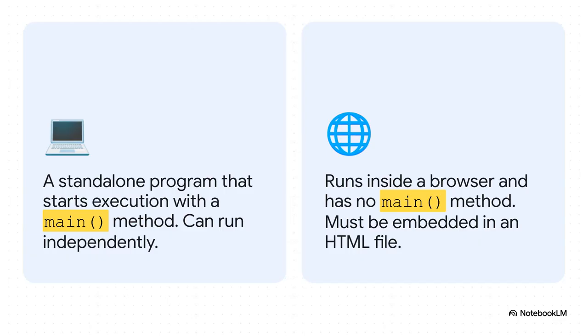And this slide right here perfectly breaks down the key differences. A normal Java application has a main method. It's the boss, and it has full access to your computer. An applet, though, no main method. The browser is in charge. And for security reasons, it's forced to play in a sandbox. Think of it like a kid's playpen. It can't get out and touch your files or do anything dangerous.